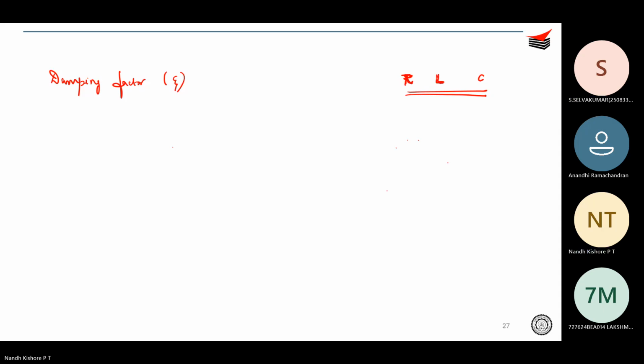Let's see. It is related to which element? Sorry. So damping is related to which element? Okay, so let's take Resistance.